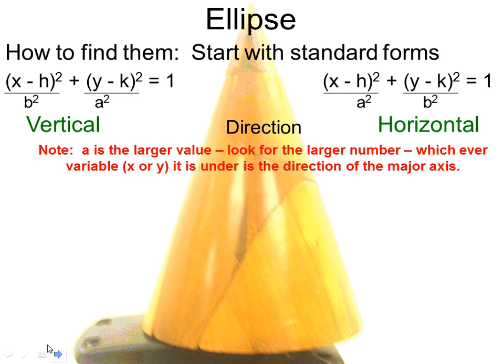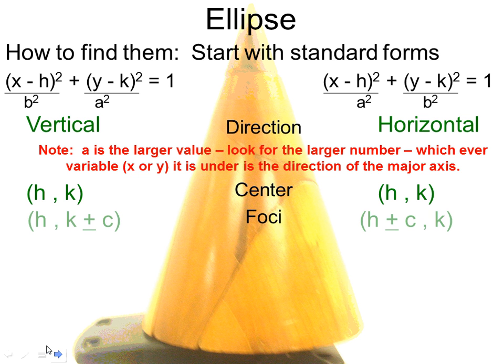So what you do is you look for the larger number. Which variable, x or y, is that number under, is the direction of the major axis. So if the bigger number is under the y, it's a vertical graph. If the bigger number is under the x, it's horizontal. So that's the first thing. Okay, the center, both cases, H, K, just like the circle.